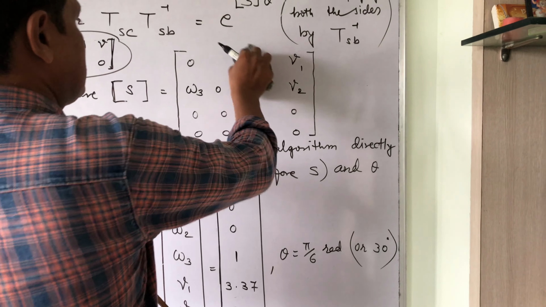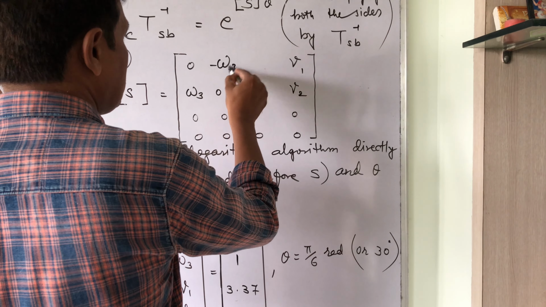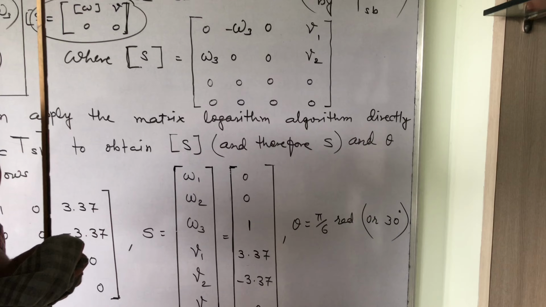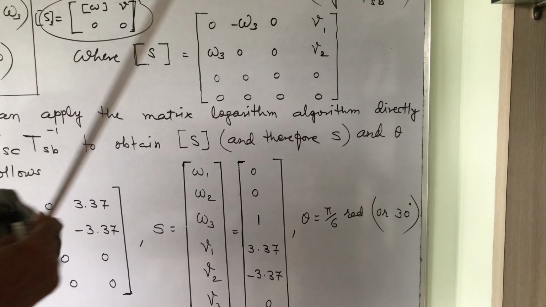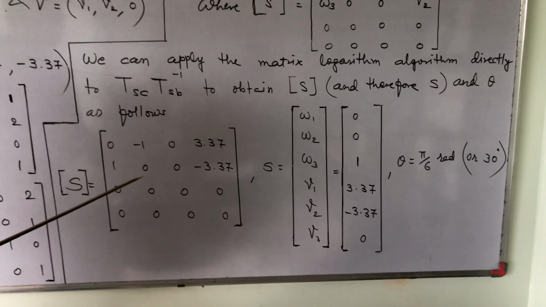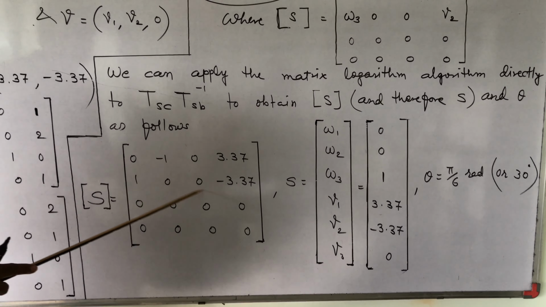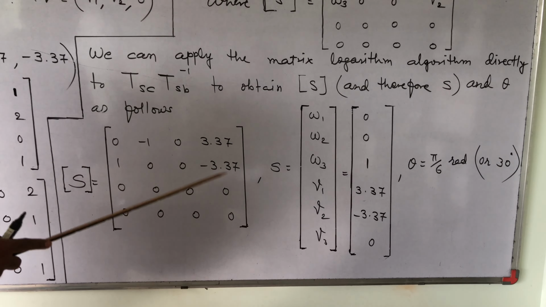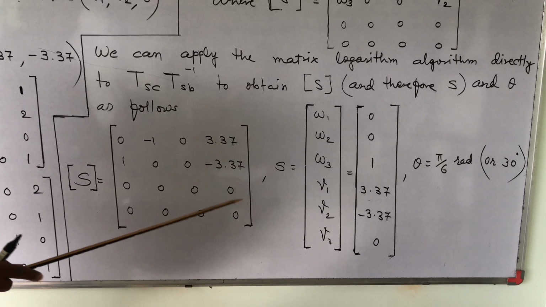I have made a mistake. Just a minute. 0 minus omega 3, 0. Omega 3, 0, 0. Yes. 0. This is minus omega 3. So it is 0, minus 1, 0. Omega 3 is 1, 0, 0, 0, 0, 0, 0, 0, 0. This one 3.37 minus 3.37, 0, 0.